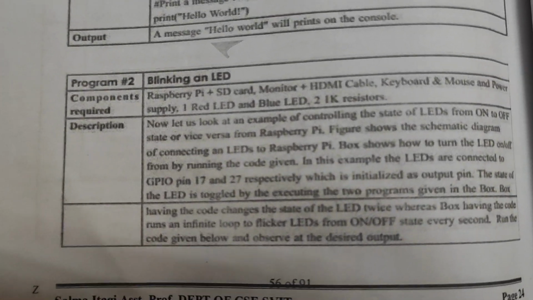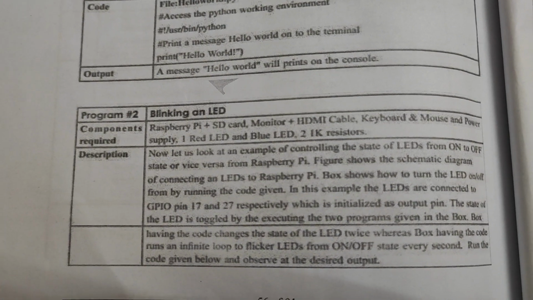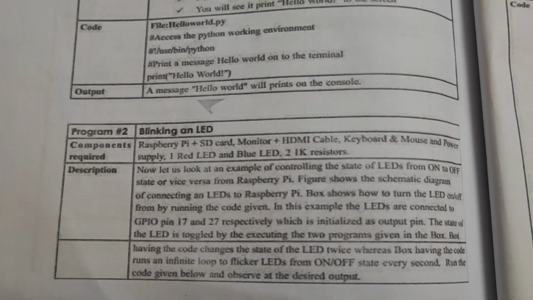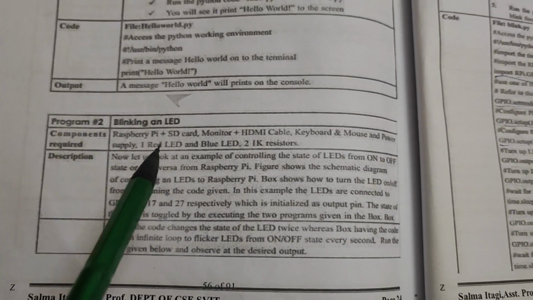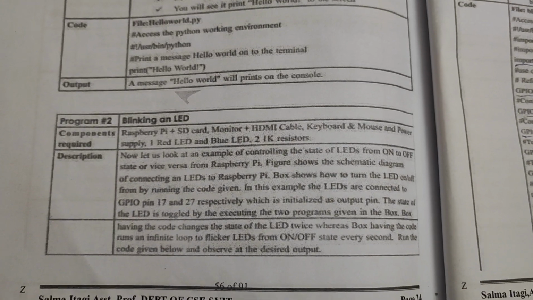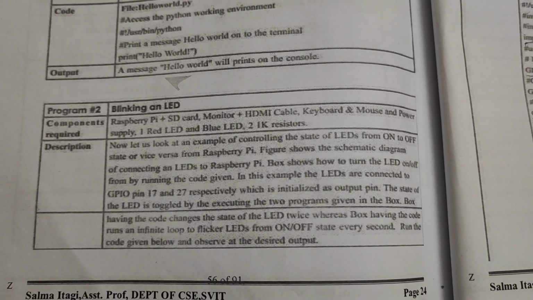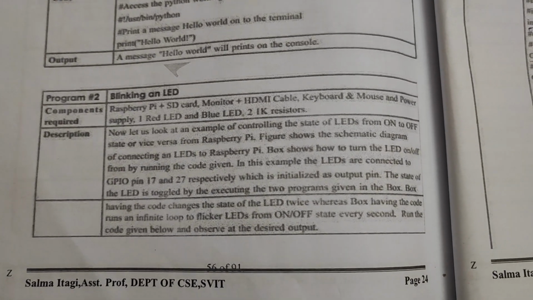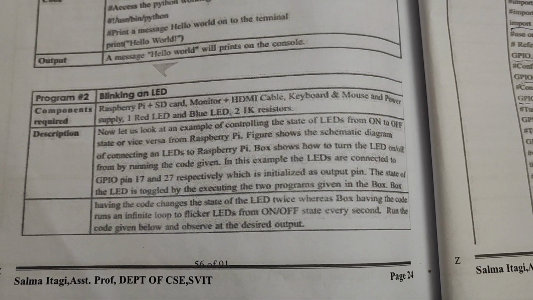So in the fifth module, we're going to learn just two programs. One is the blinking LED light, which has been asked in previous year question papers. So what are the components required here? A Raspberry Pi is required, an SD card, monitor, HDMI cable, keyboard, mouse, and power supply, which are common. And then you have one red LED, one blue LED, and two 1 kilo ohm resistors.